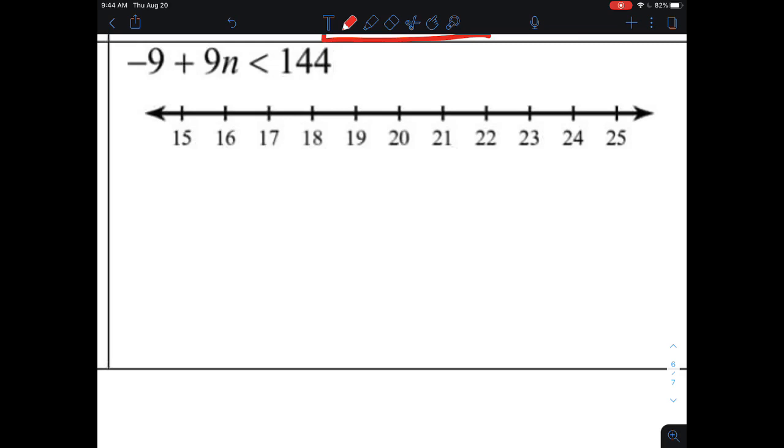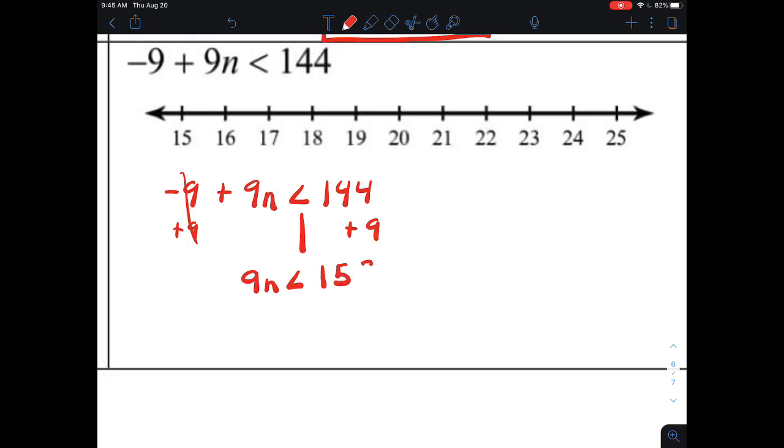Last one here. So I want to isolate the n to see what it is relative to a value in this inequality. So let me rewrite the problem here in the bottom. Negative 9 plus 9n is less than 144. Start by moving any adding or subtracting. So I got to move the minus 9 by adding it to both sides. That's going to give me 9n is less than 153. And now we want to divide by 9. It's going to give us n is less than 17.